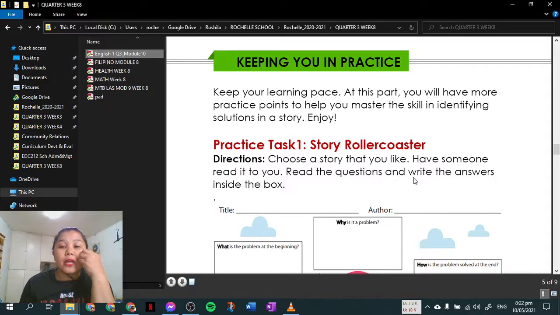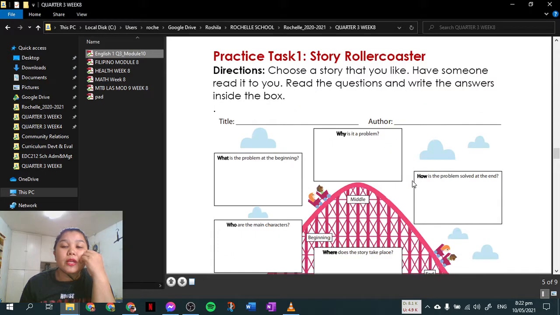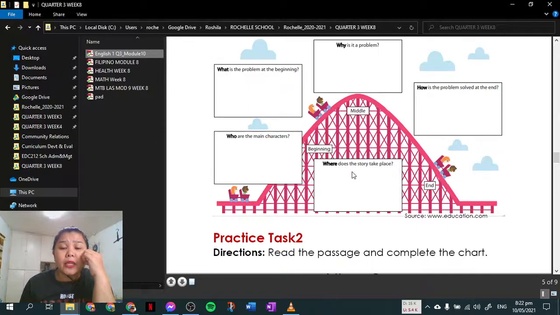Choose a story that you like. So it may be a movie that you watched or a story that you've read. So have someone read it to you. If you know the story already, then you may skip this one, having someone read it to you, and then read the questions and write the answers inside the box. So you need to remember the title, the author, and then from the story the main characters. So, ano na to? Parang applying of what you learned about noting details starting with the characters.